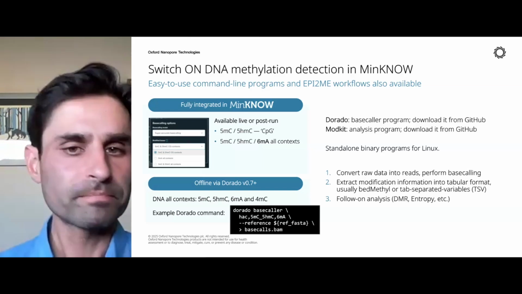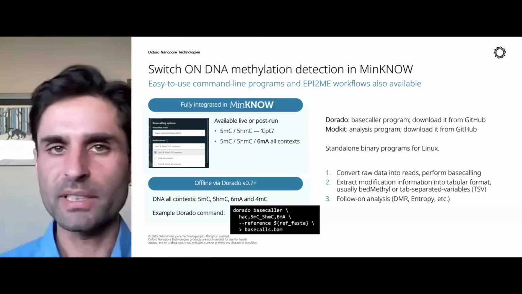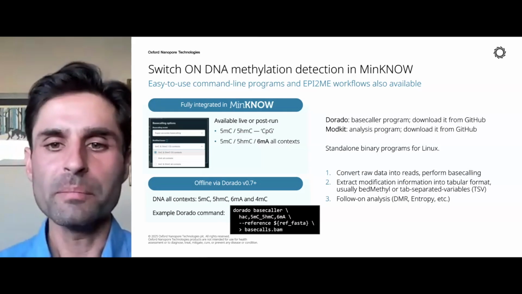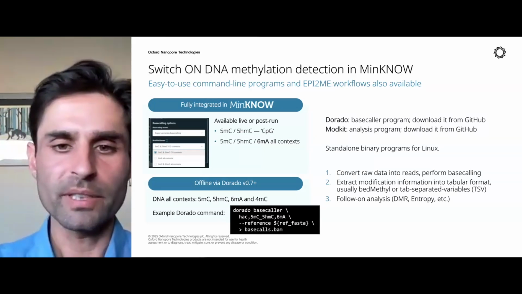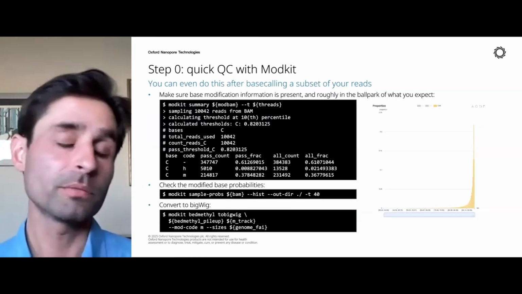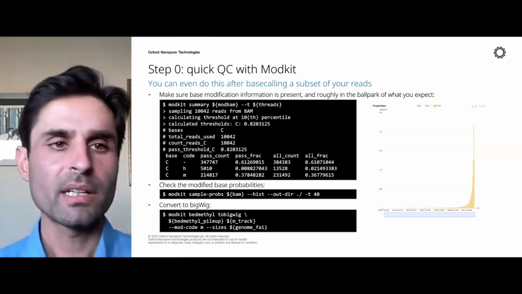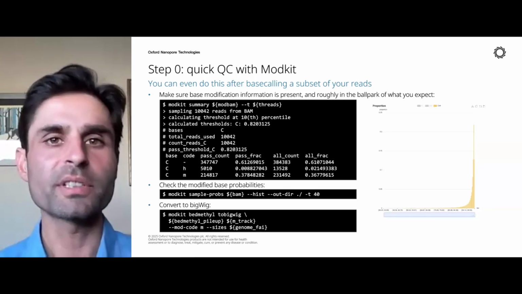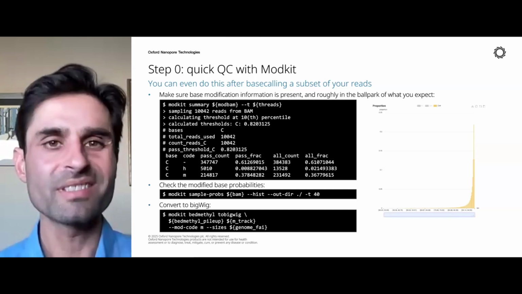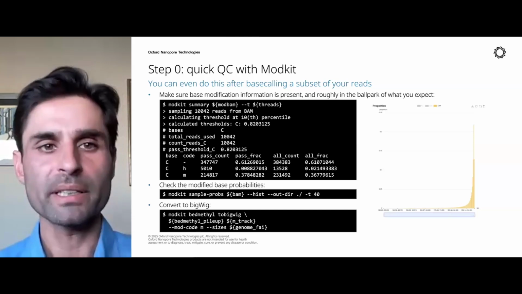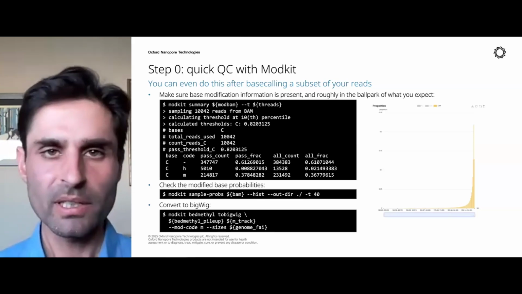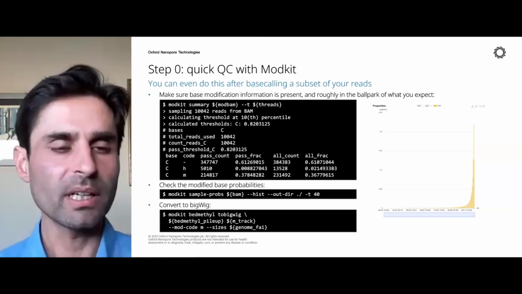These two programs are relatively easy to get, especially if you have a Linux computer or something like that, and they're well supported by Oxford Nanopore. So once you do your sequencing and you have your base calls, I call this kind of step 0. It's the first thing you probably want to do, just to make sure your methylation information is intact and what you expect, because this is a 30-second test just to make sure that everything looks the way you want it to look.